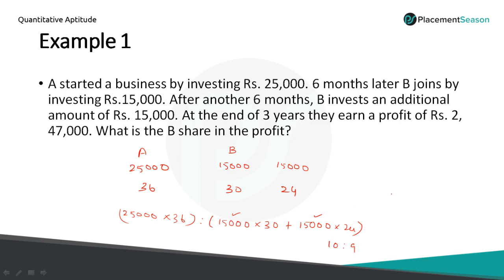Here what is our question? What is B's share in the profit? So among 19 parts, 9 parts goes to B as per the ratio. So multiply this with the total value 2,47,000. Simplify this, you will get 1,17,000 as a profit for B.